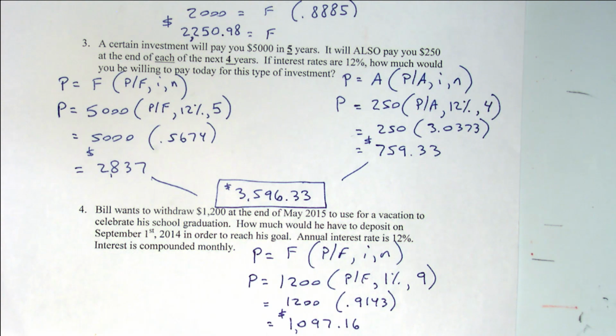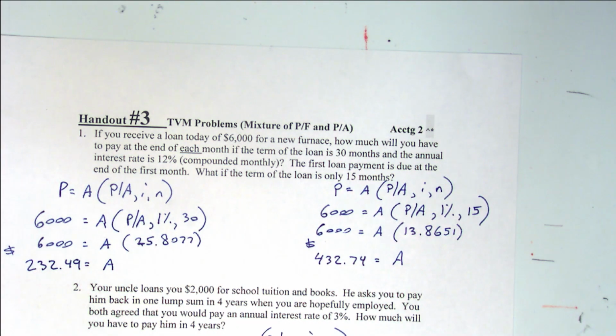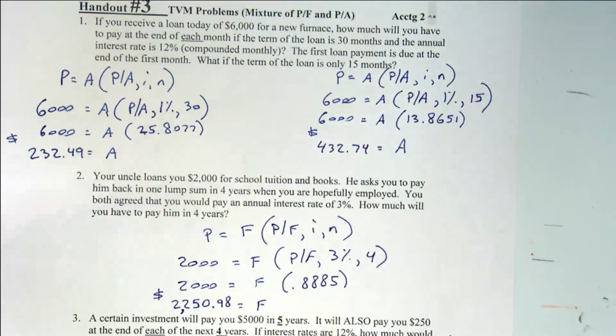Okay, any questions on 3 and 4 on the time value of money handout? Yeah, Daniel. Can I see the answer to 1 again? You want to see the answer to 1 again? There's the answer to 1. Okay, you can keep showing that on the screen while I pass something else out to you. Okay, any other questions on time value of money handout number 3?